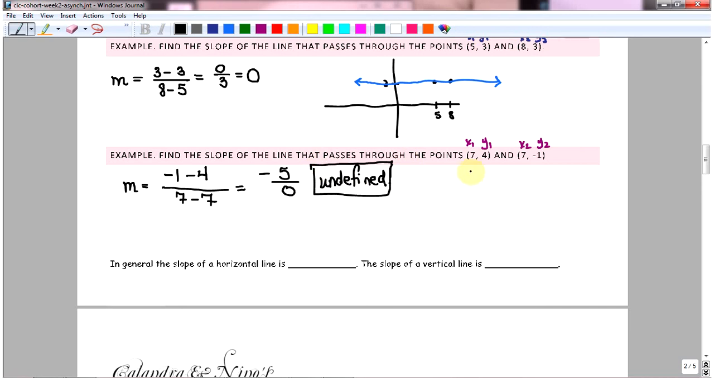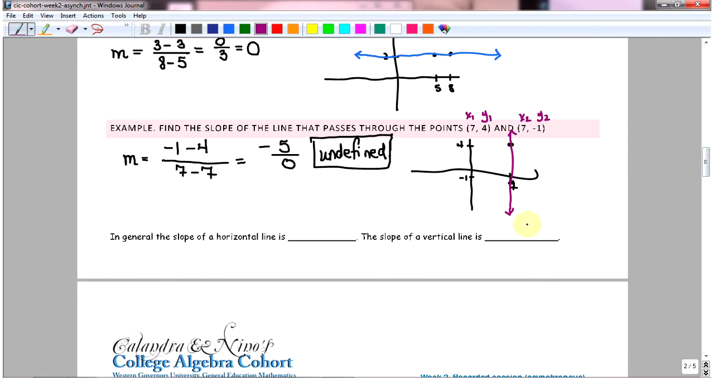So let's see, what does this line look like that has an undefined slope? Well, if I graph my point 7, 4, and then we have the same x value of 7, and then we go down to -1, we see that we end up with a vertical line that goes through 7 that has an undefined slope. Right, you can think about that as being ultimately steep because it's vertical. Okay, so that's an undefined slope.